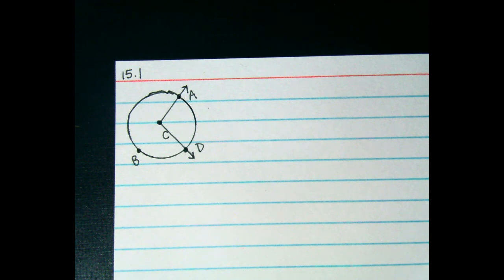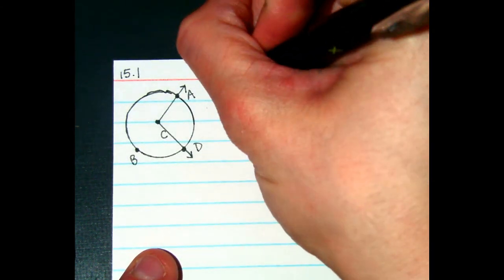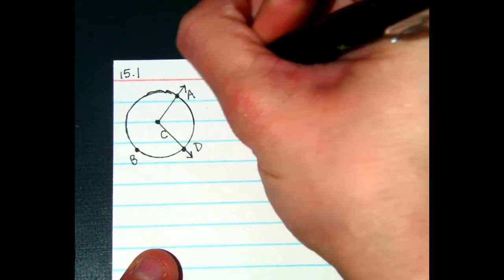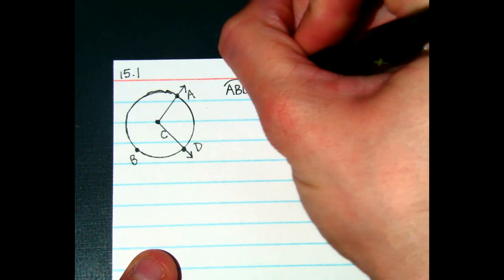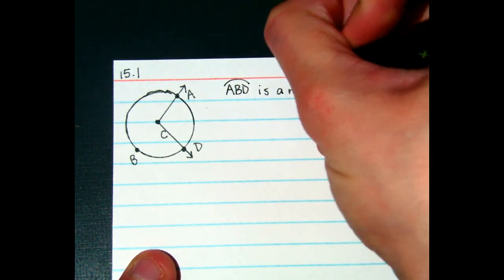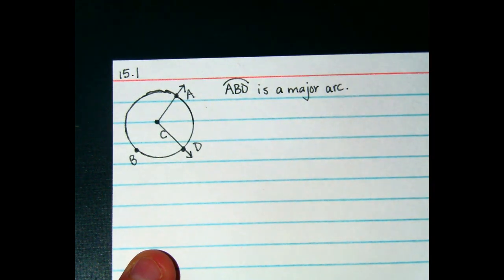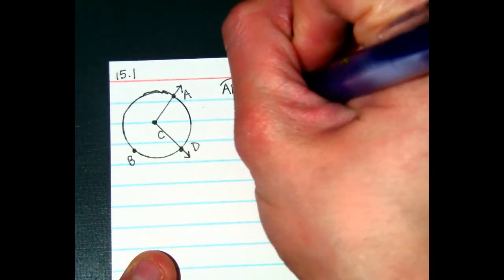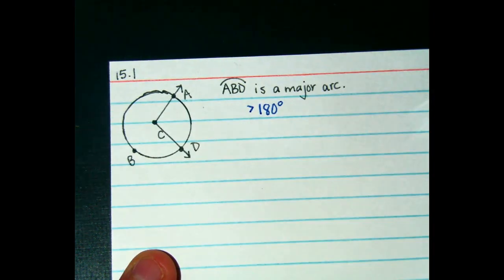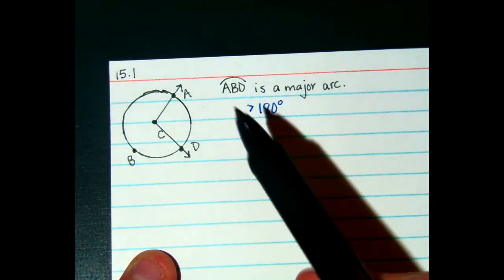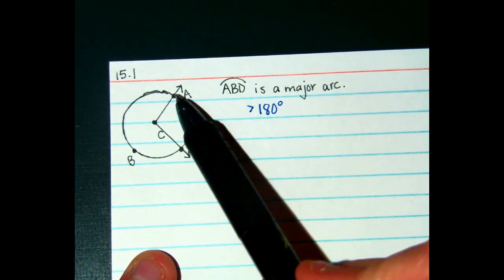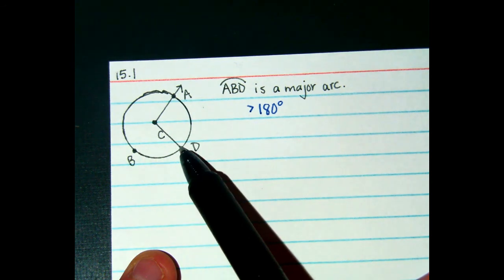Alright, there is absolutely a reason that you have to name a major arc with 3 letters. Our major arc is ABD. All major arcs are greater than 180 degrees. Here is why I have to name it with 3 letters. It goes in the order it says, A, B, D.